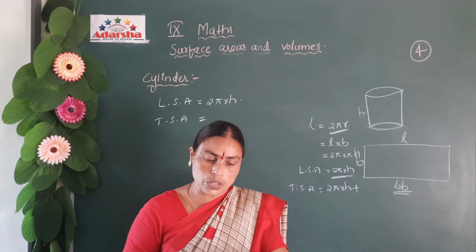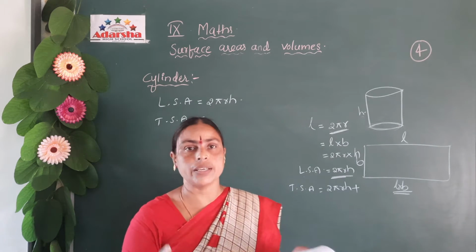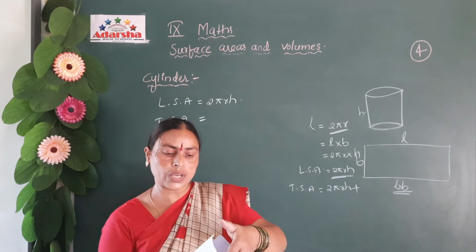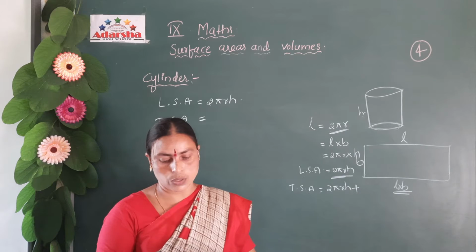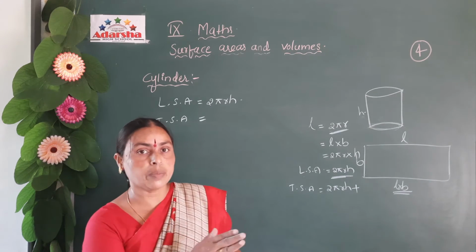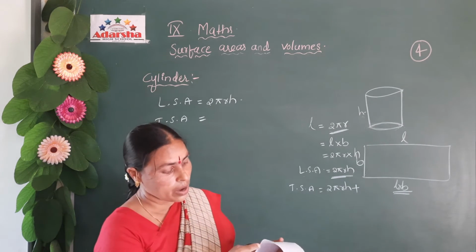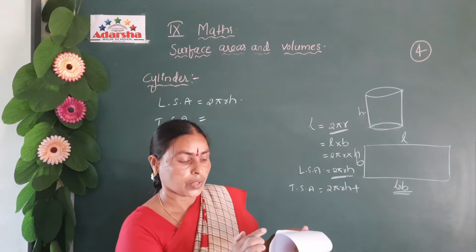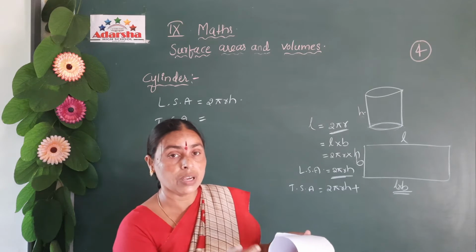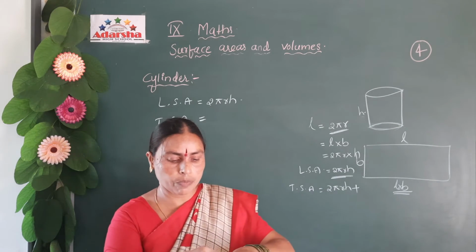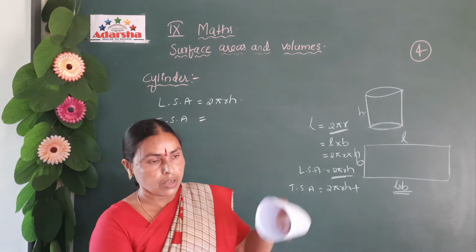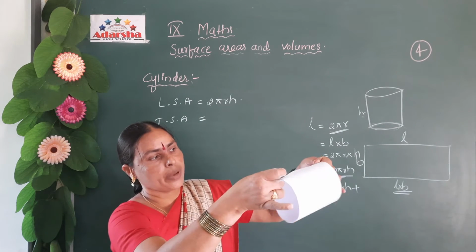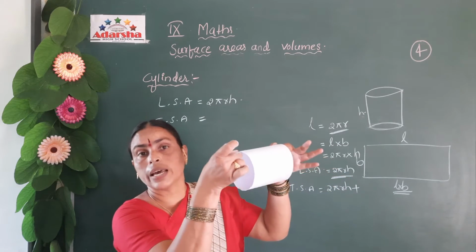If you include these two circular faces, then that becomes the total surface area. Here the base is in the shape of a circle, and the top face is also in the shape of a circle. Both base and top are circles.